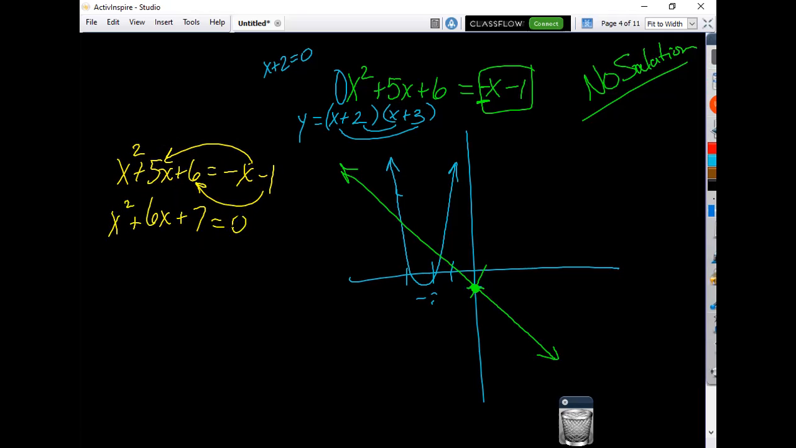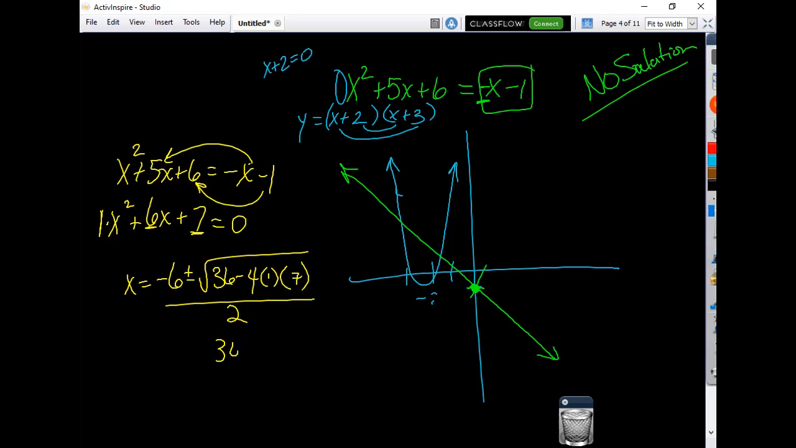And for this one, let's see what happens if I do quadratic formula again. So I've got a of 1, b of 6, c of 7, x equals -b plus or minus the square root, b squared minus 4, a is 1, c 7, all over 2a, 2 times 1 is 2. So I've got 36 minus 28, so that would be a positive number under there, so it does exist. So in this case, I would get 2 solutions.